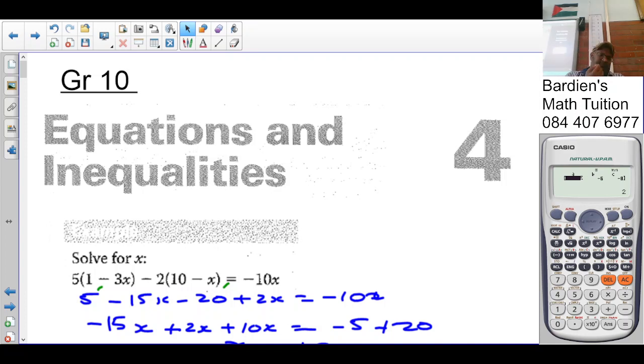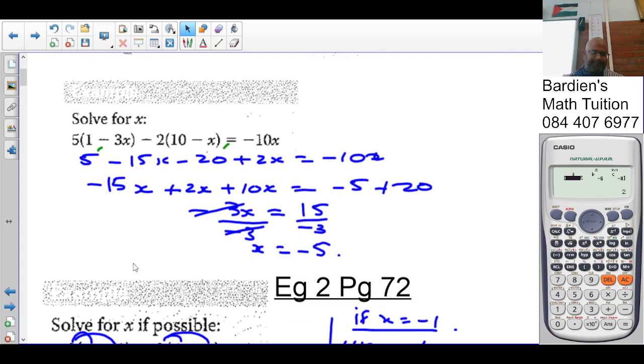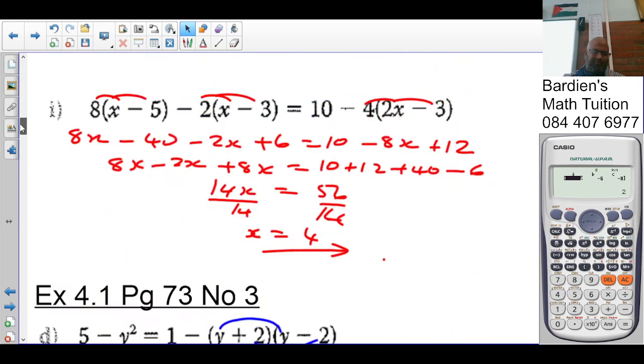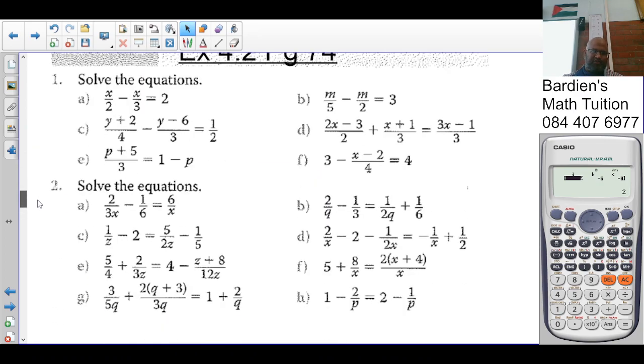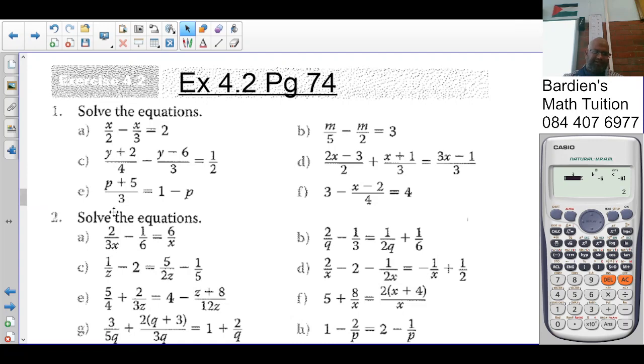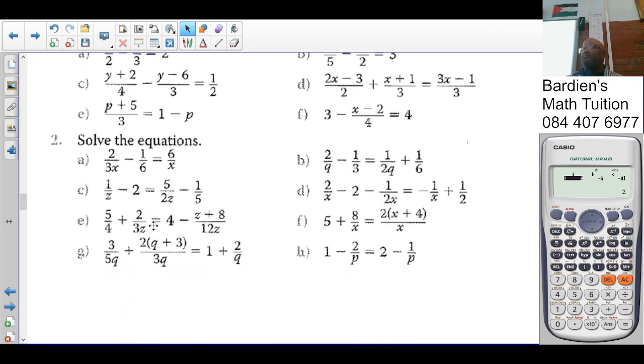Okay, good morning class. So we are busy with equations and inequalities, chapter 4. Your homework was exercise 4.2 on page 74. Did I give you the whole exercise or the first column? First column, okay?